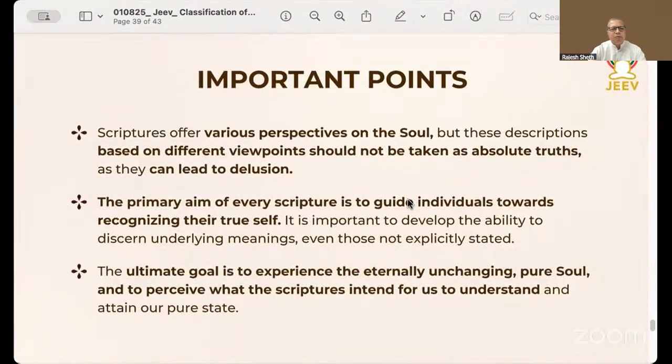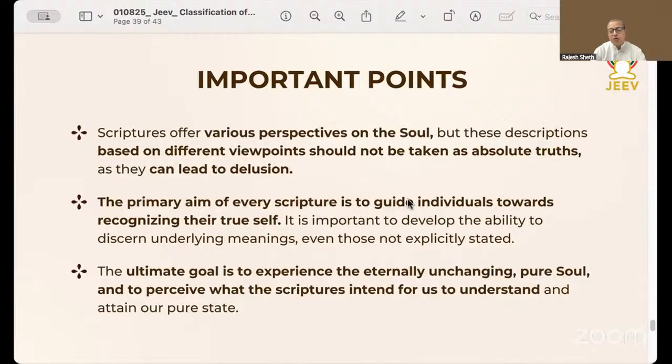So, important points. Scriptures offer various perspectives on the soul. But these descriptions, based on different viewpoints, should not be taken as absolute truth, as they can lead to delusion. So if it is not to be taken as absolute truth, then why do you discuss it in the first place? Because without describing the soul from the conventional point of view, you cannot get towards the real point of view. That is the limitation of the Acharya. So they have to describe the soul in this manner.